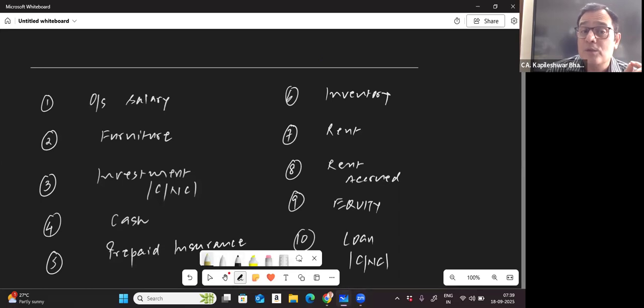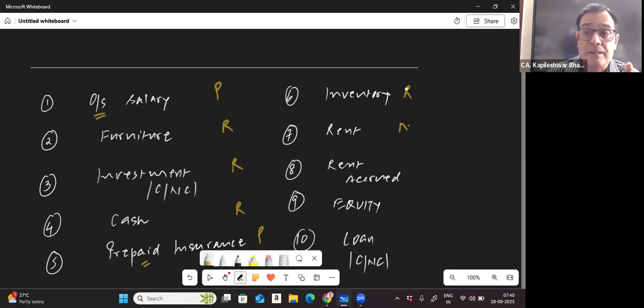When I use the word outstanding, it becomes personal account. Furniture is a non-current asset, real. Investments, current or non-current, it is something which is real. You can't see it. It's more like intangible in nature. Cash is a current asset, but it does not relate to a person. When you use the word prepaid, it becomes personal in nature. Inventory is a current asset, but it does not relate to a person, and you can see and touch it.